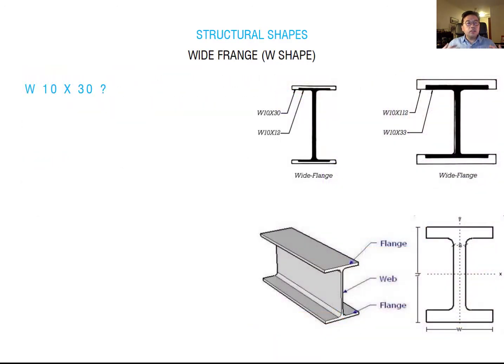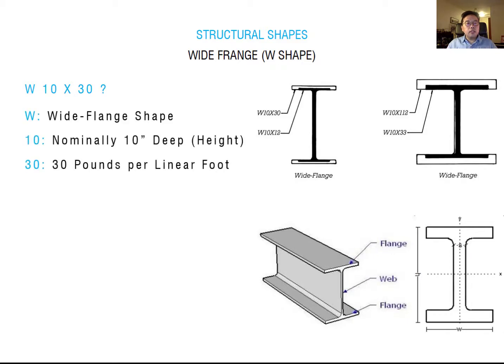So you can see, when you find a wide flange, it starts with the W and then a number, like 10. We have to understand how to read this number. W means wide flange shape. And 10, you can have any number here, 10 means nominally 10 inches deep, which is the height.